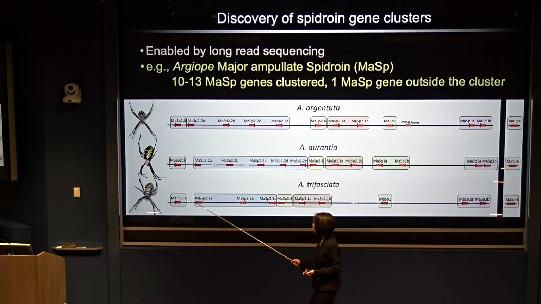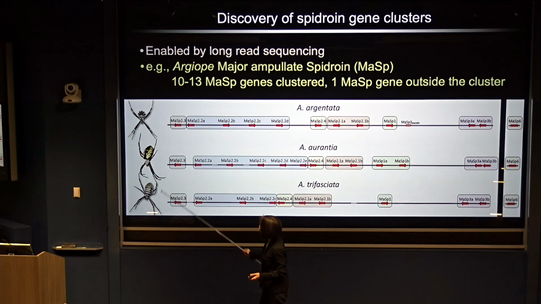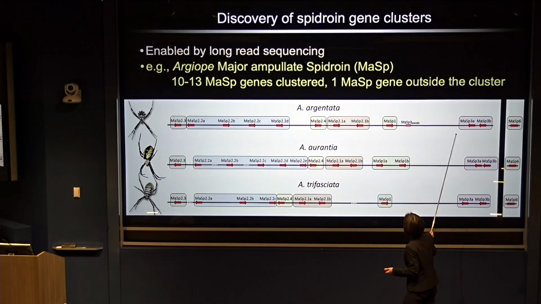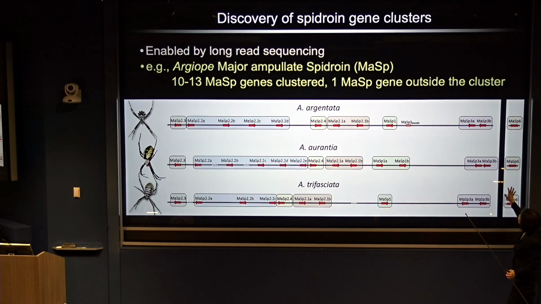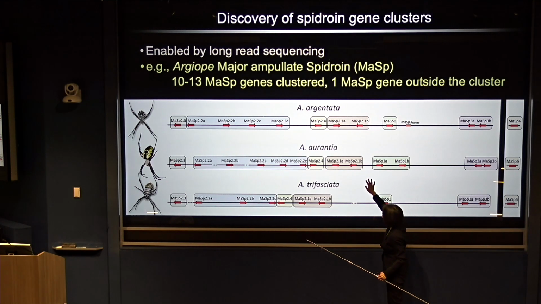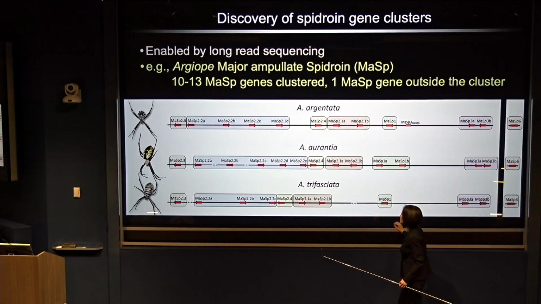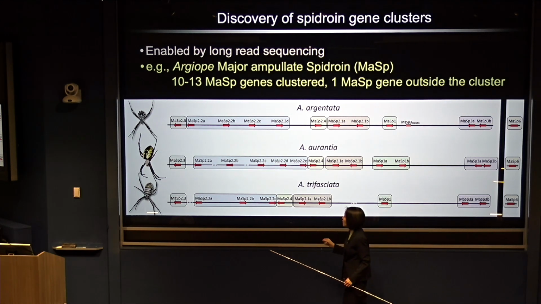So the way to read this chart is each row corresponds to a genomic region from one species. All these major ampulate spidroin genes are on that genomic region, and in a separate genomic region, we have the other member of that cluster. There is another major ampulate spidroin that we found, and it never occurs in the same genomic cluster as the others. The second row is from a second species, the third row a third species, and the red arrow indicates the coding direction.